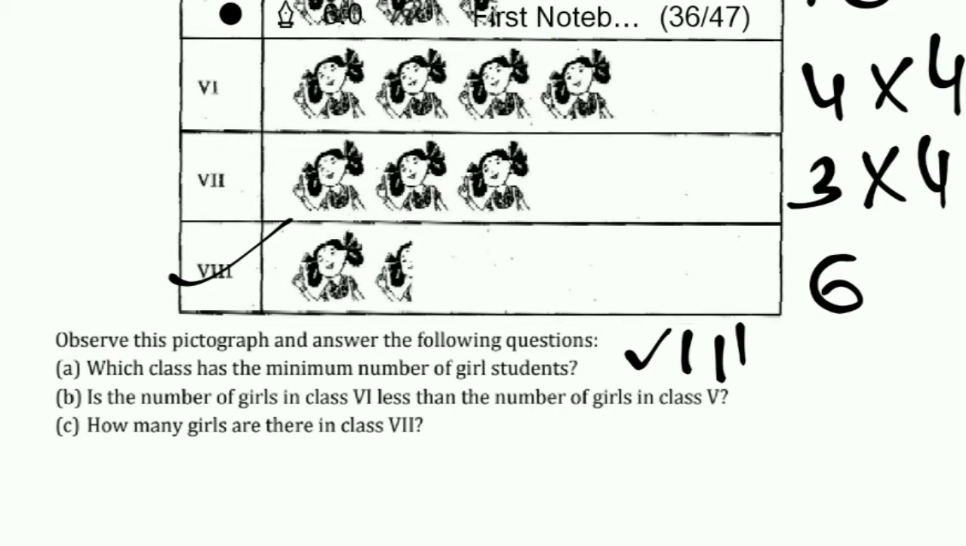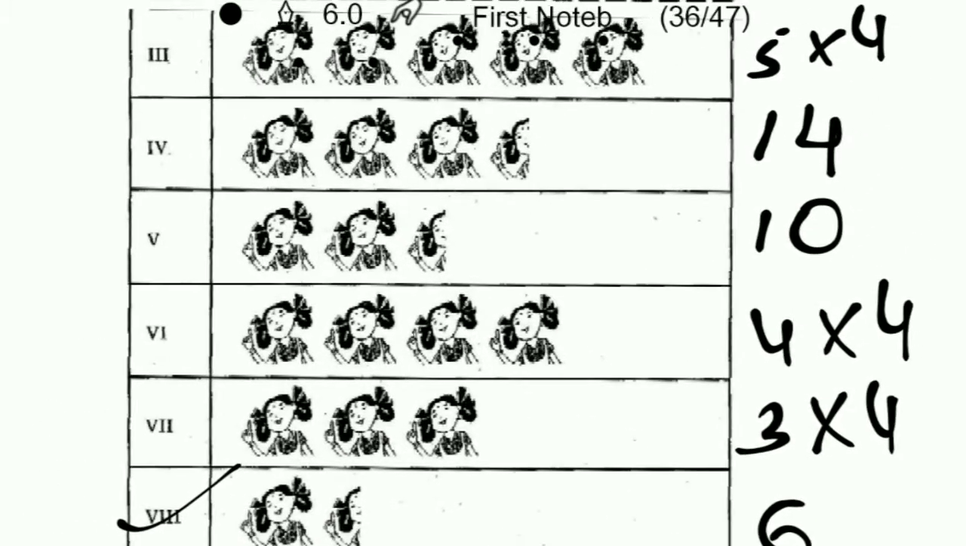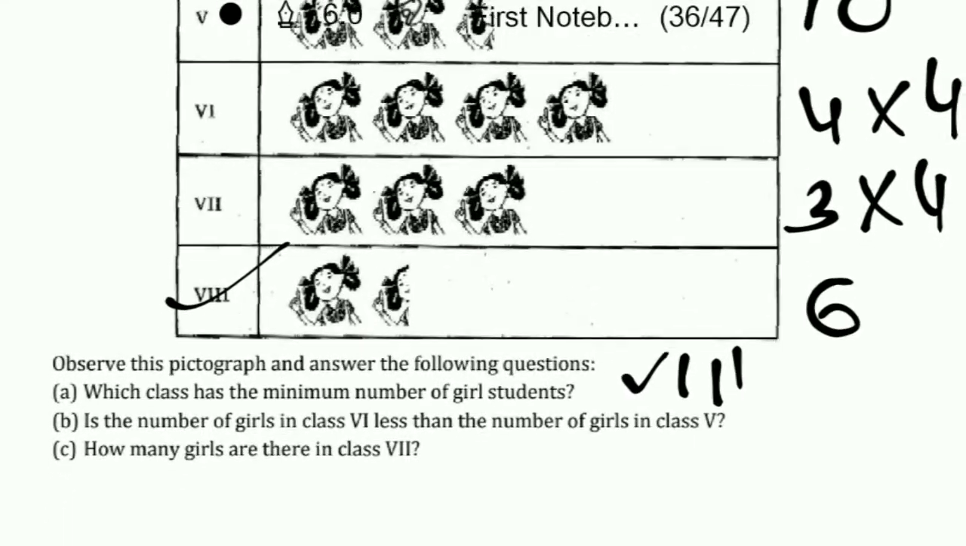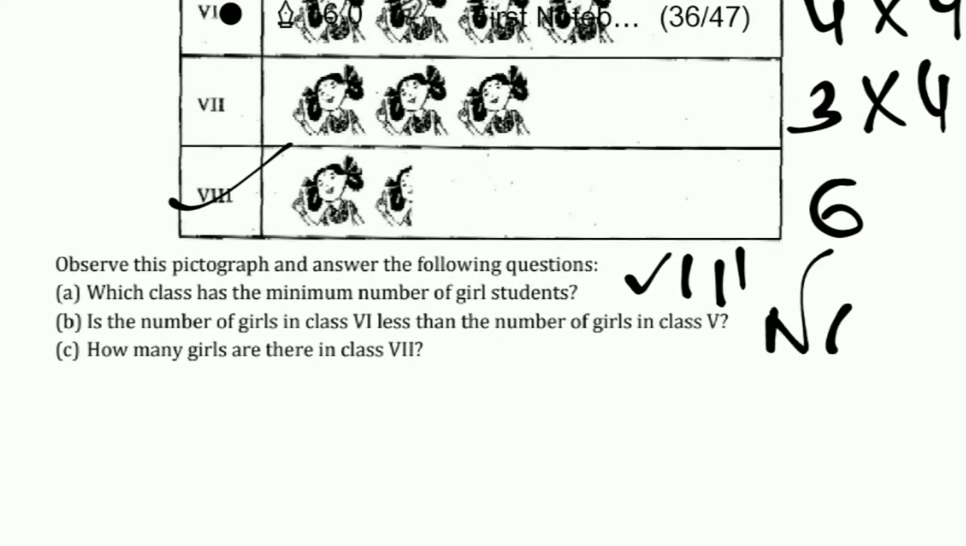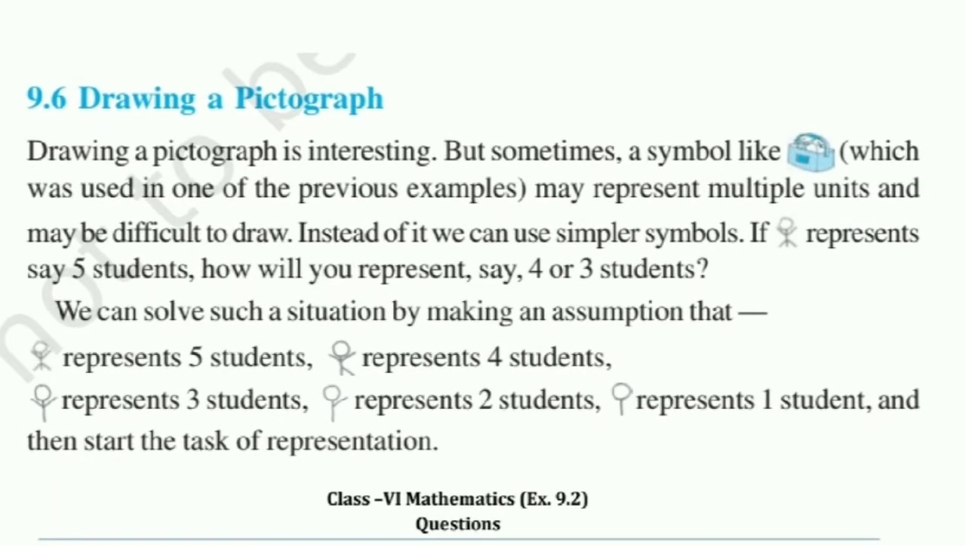Next, is the number of girls in class 6th less than the number of girls in class 5? No, because the number of girls is more as compared to class 5. How many girls are there in class 7? 12. Okay. Next, drawing a pictograph.